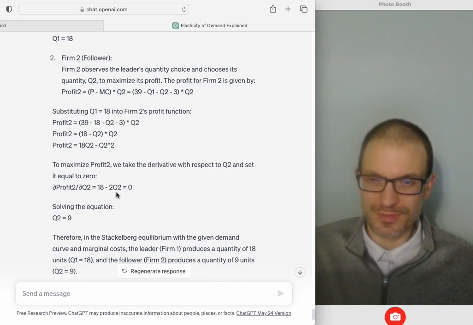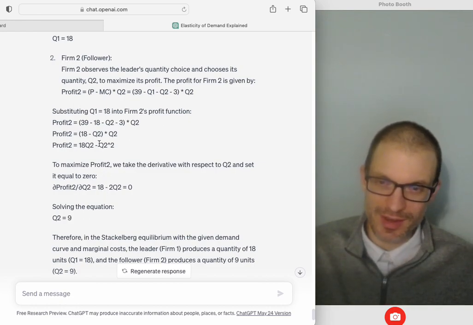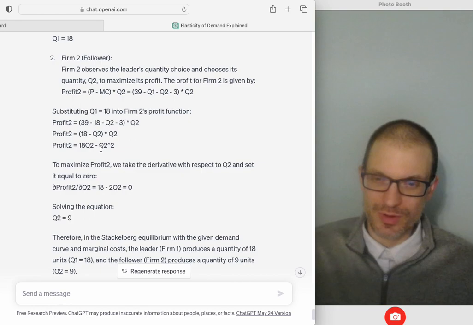Well, hold on a second. Is that going to be the best way to do this? I have to think about this for a second, if we actually want to do that. So when you take the derivative, that will give us the first order condition, which will be the reaction curve. So that's what it's got.